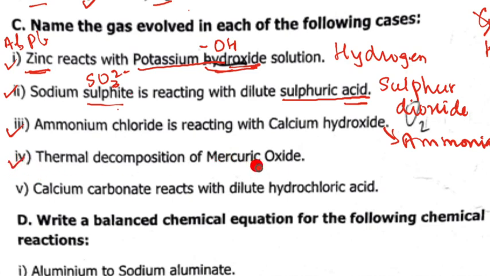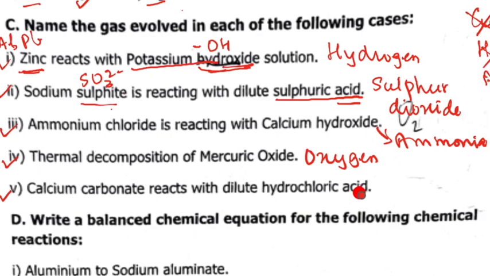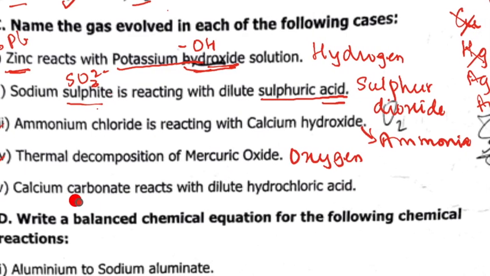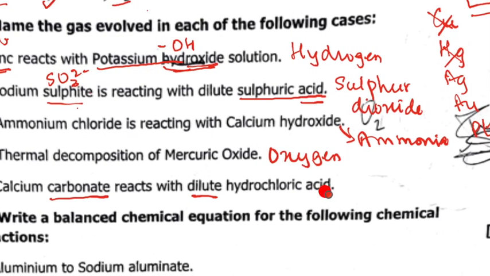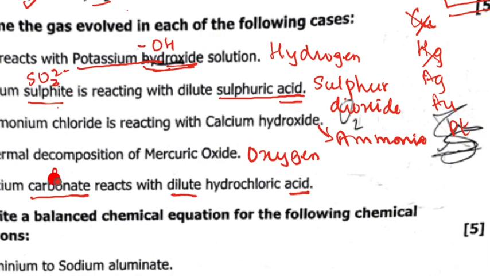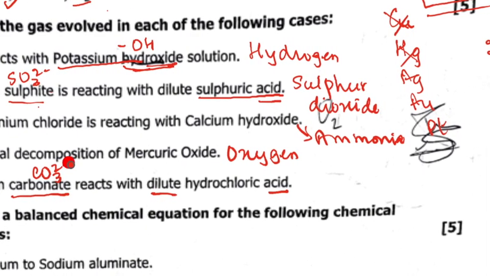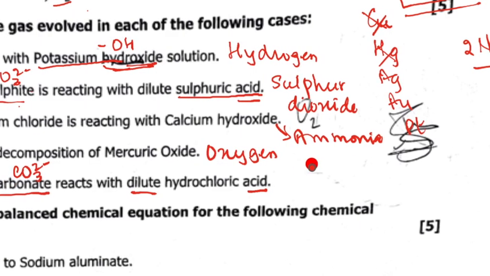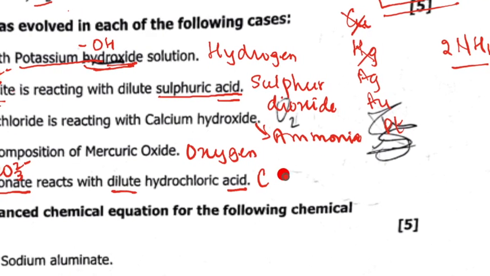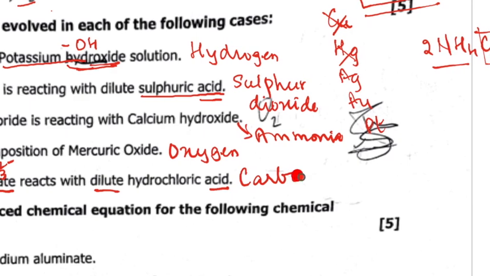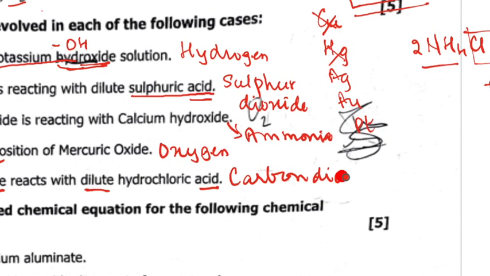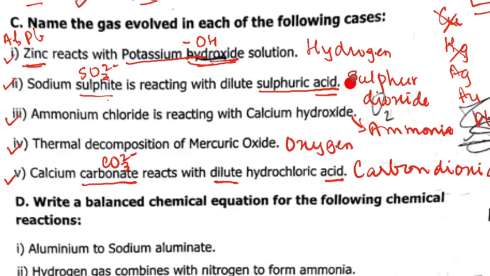Thermal decomposition of mercuric oxide, it is going to give you oxygen. Calcium carbonate reacts with dilute hydrochloric acid. Again, any carbonate with any dilute acid will, because it is CO3 2 minus radical here, it will give carbon dioxide. So CO2 will be liberated. So we say carbon dioxide. So that is how we answer the question like this.